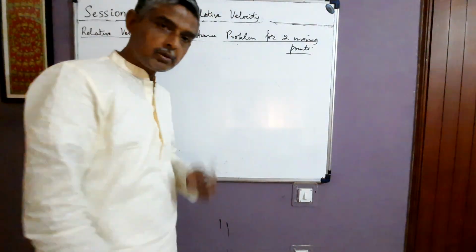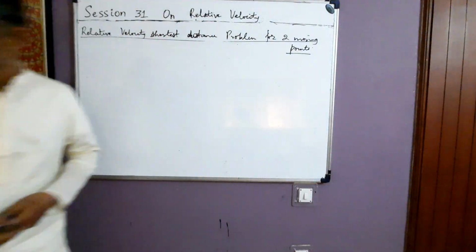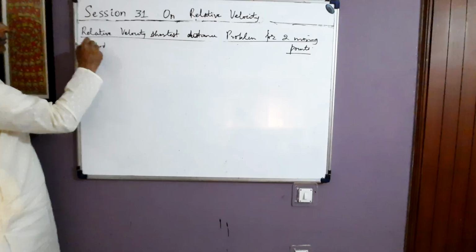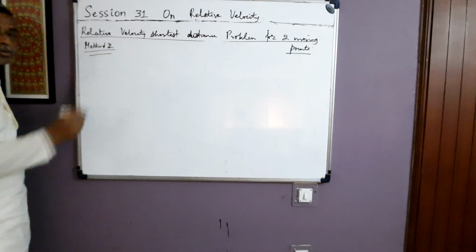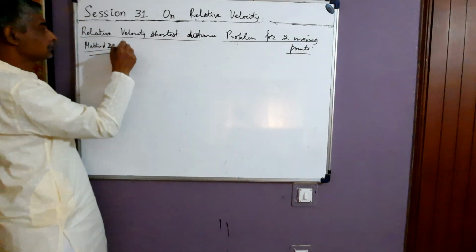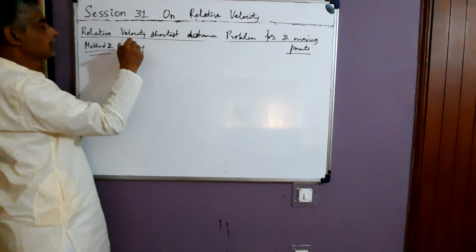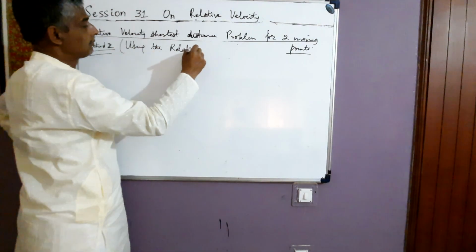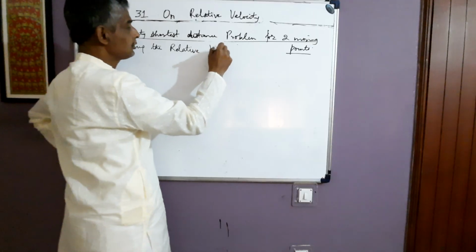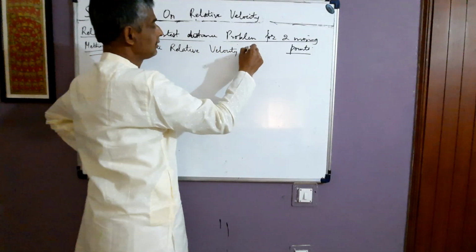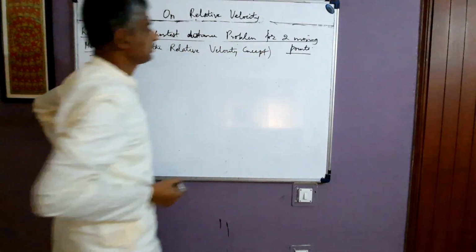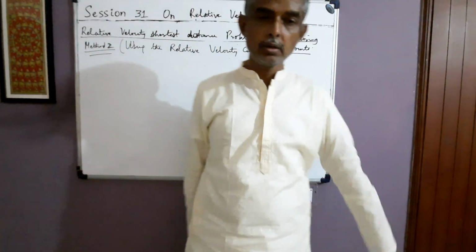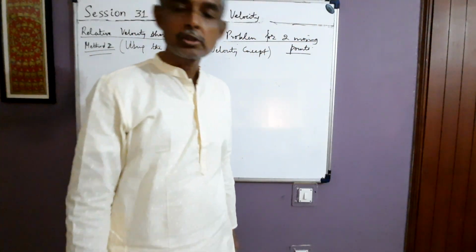Now we solve the same problem by method 2, using the relative velocity concept. First of all, what we do? We determine the relative acceleration between these two ships in ground frame.